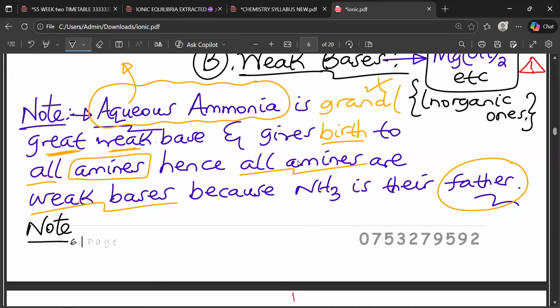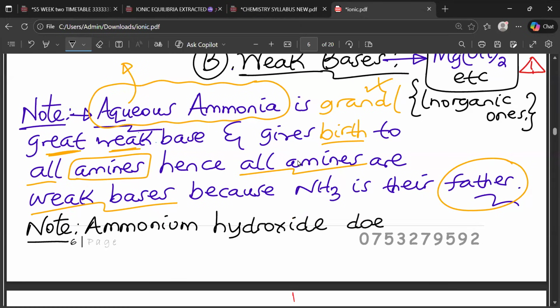So let's first note this and leave it. Ammonium hydroxide does not exist. It doesn't.